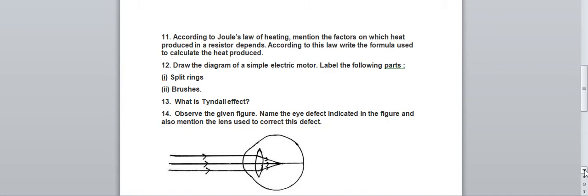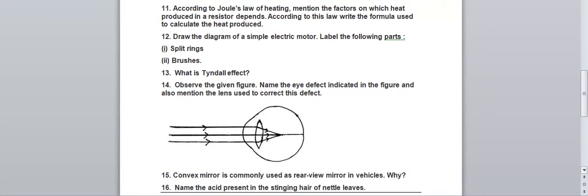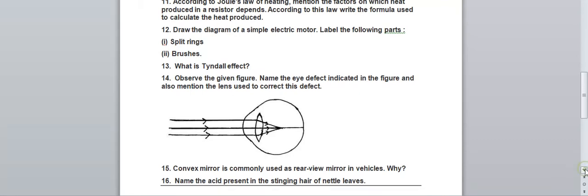Then question number 13 is, what is Tyndall effect? Do you know the answer of that question? The answer is, the phenomenon of scattering of light by the colloidal particles is called Tyndall effect. This is a one-line question, one-line answer. Next, we have question number 14.